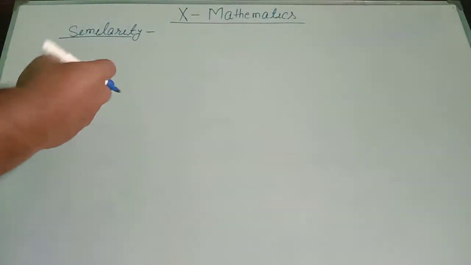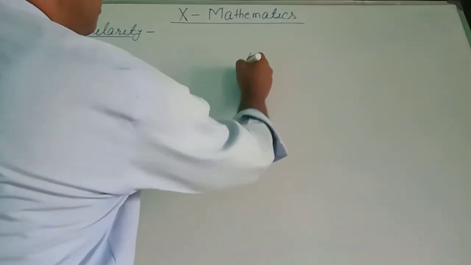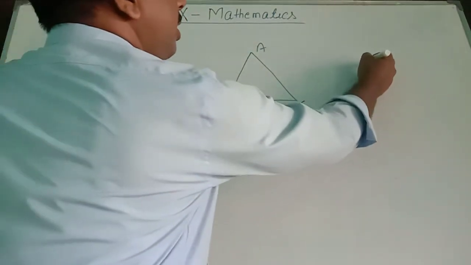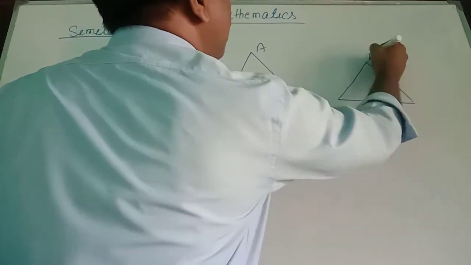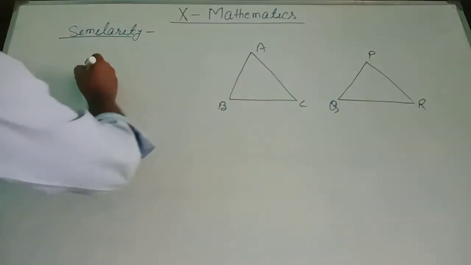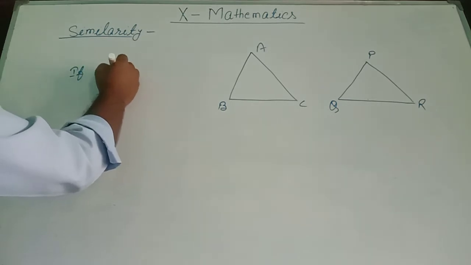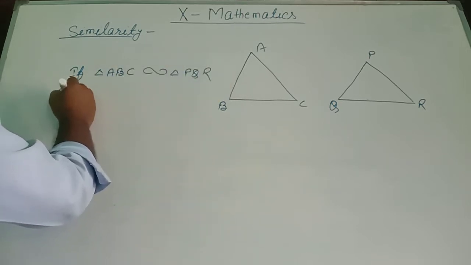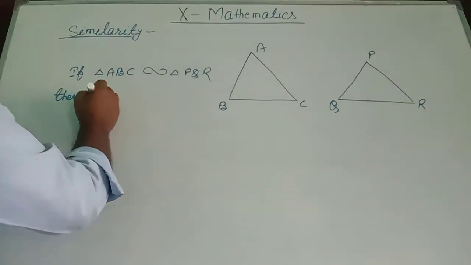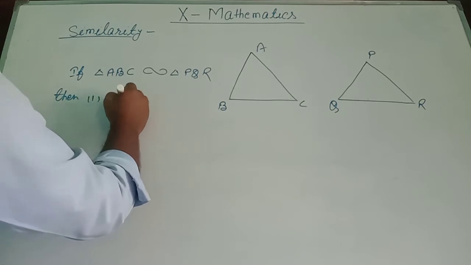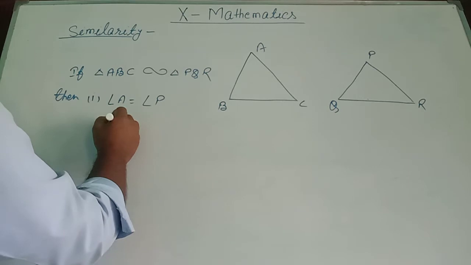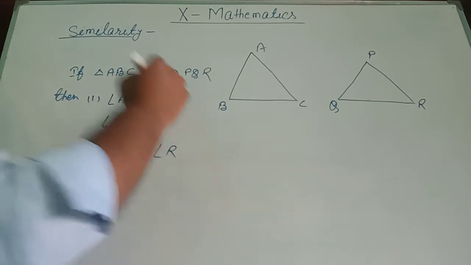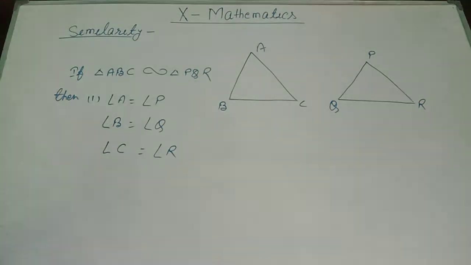In this chapter, if these two triangles, triangle ABC and triangle PQR, are similar, then the pairs of their corresponding angles will be equal, such as angle A equal to angle P, angle B equal to angle Q, and angle C equal to angle R. All these three are the pairs of corresponding angles.